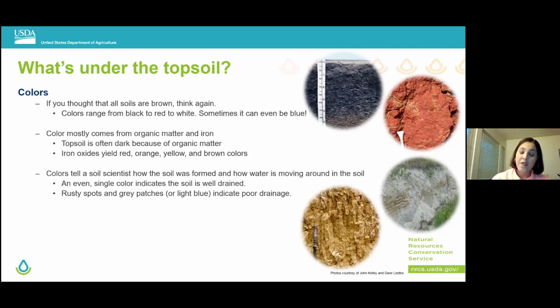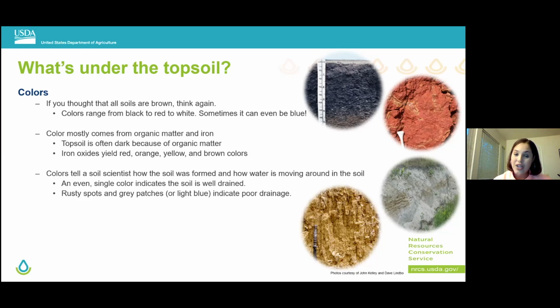But if you have rusty spots and gray patches, like greenish or bluish colors, mostly grayish, that is telling you poor drainage. That is telling you that the water table is really high right there, that those are soils that are going to be covered in water for very long periods. Sometimes it's a whole season. I told you before that we need a balance in soil between air and water. So if that airspace is being filled with water and is covered in water for a very long time, you're going to have a lack of oxygen. And that is going to affect the soil dynamics.